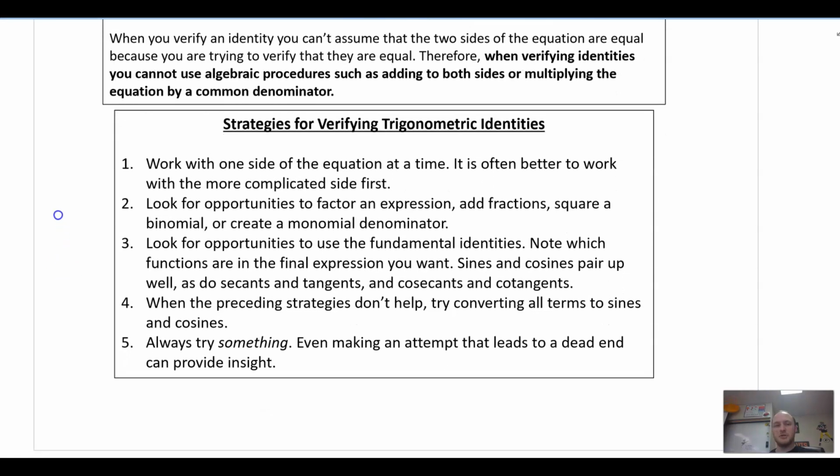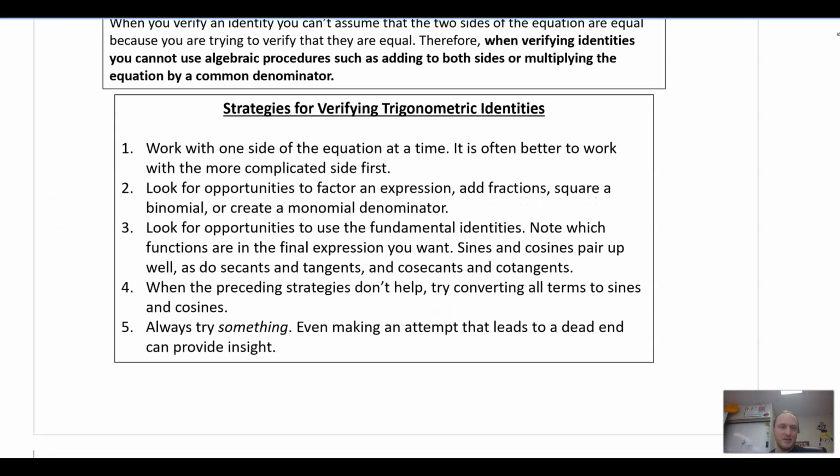So here are some general strategies that we're going to implement. Number one says work with one side of the equation at a time. It's often better to work with the more complicated side first, and that's generally because I can break it down, simplify it, make things collapse to look like the simpler side. Step two, look for opportunities to factor an expression, add fractions, square a binomial, or create a monomial denominator. These are some of the strategies that we'll use in today's lesson.